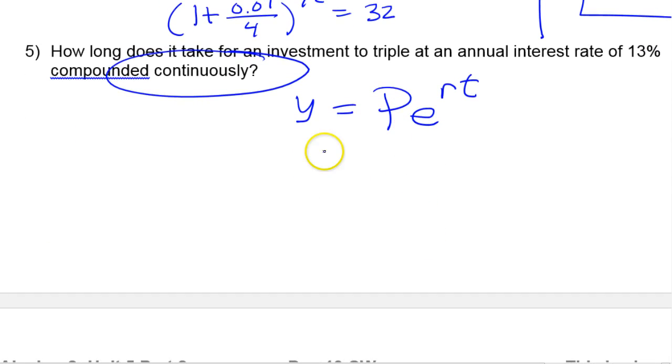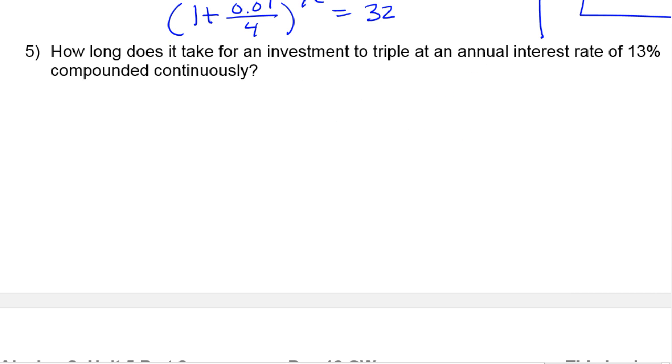Okay, take a look at number 5. All right, so now on number 5, like we said a minute ago, as soon as I see compounded continuously, I know I'm going to use the PERT formula. So just hold that in the back of your mind. How long does it take? By the way, as soon as I see how long, I know I'm going to be finding t. I know I'm going to need logarithms because that's an exponent. So in my mind, this is going to be a logarithm problem.